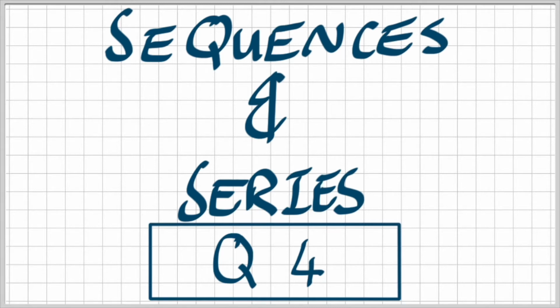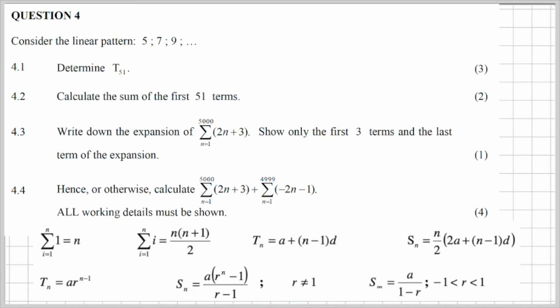Now, this video specifically, we're going to look at arithmetic sequences and series, because this is question 4. It says consider the linear pattern 5, 7, and 9. I just copied and pasted the little bit of the formula sheet there at the bottom. I want you to try the sum yourself before you do anything else. Hit the pause button, try it, and then come back and watch the rest of this video.